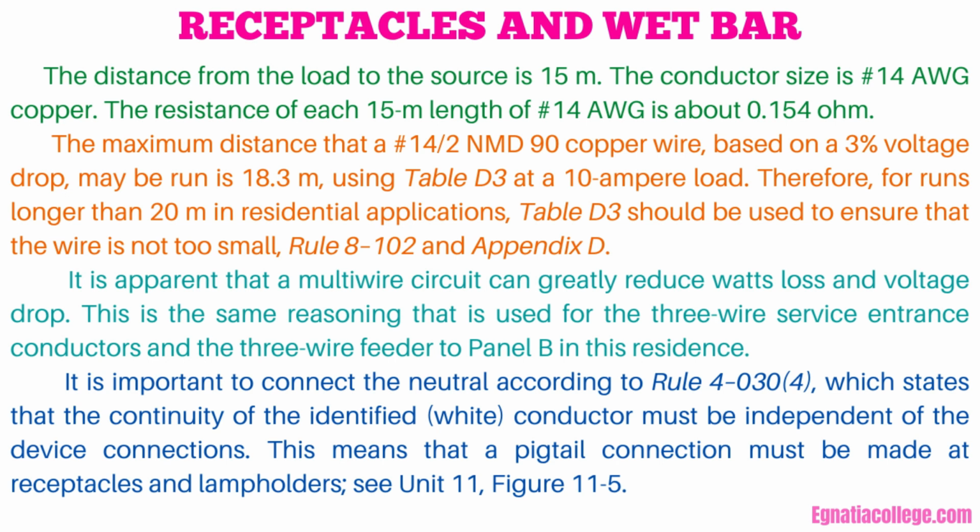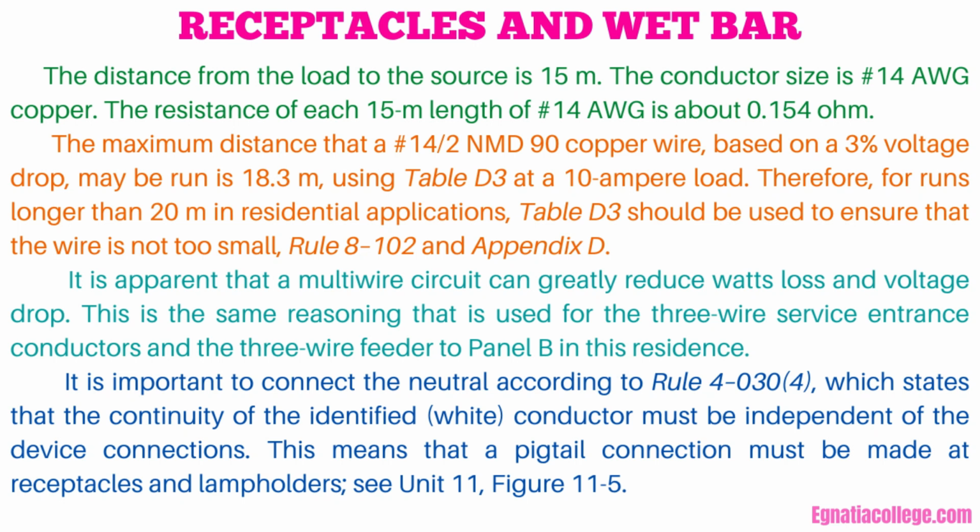The maximum distance that a 14/2 NMD90 copper wire, based on a 3% voltage drop, may be run is 18.3 meters, using Table D3 at a 10 ampere load. Therefore, for runs longer than 20 m in residential applications, Table D3 should be used to ensure that the wire is not too small. Rule 8-102 and Appendix D.